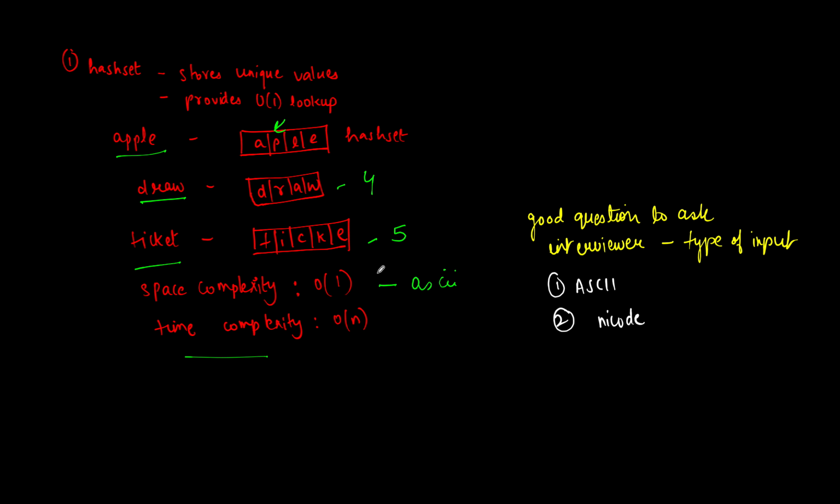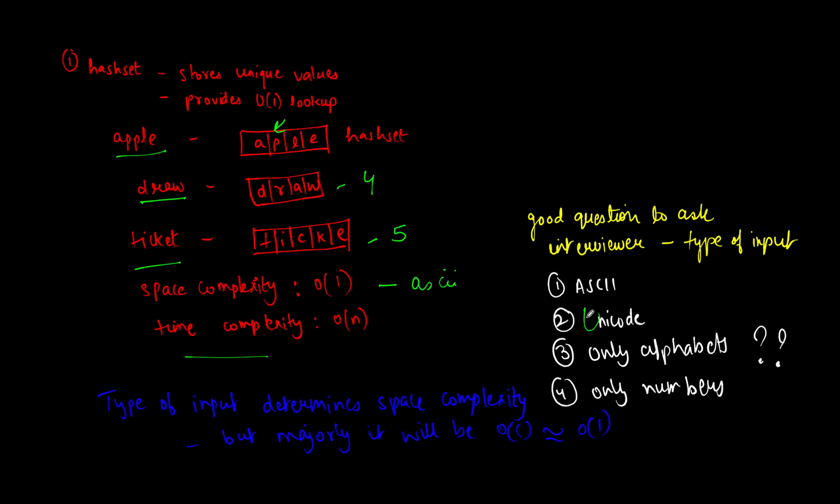Whether it's ASCII characters, whether it contains any Unicode characters, or whether it contains only alphabets or maybe only numbers. So the type of input determines the space complexity. In this case, if we take ASCII as an example, the number of ASCII characters is limited, hence the space complexity would be order of 1. Even in case of Unicode or only alphabets or only numbers, the space complexity would remain order of 1. So the interviewer can also ask any additional questions or follow-ups.